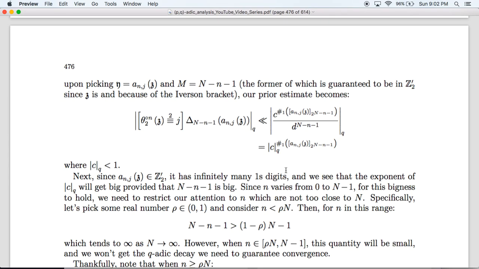As we see, since z is in Z2 prime, A_n j of z is in Z2 prime, and so it's going to have infinitely many digits.